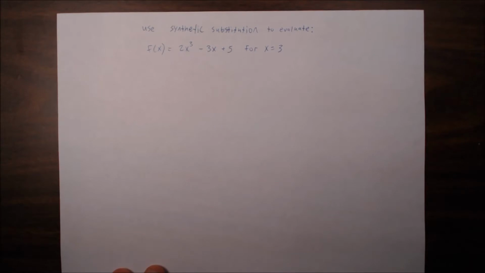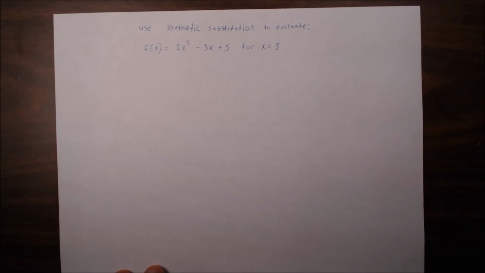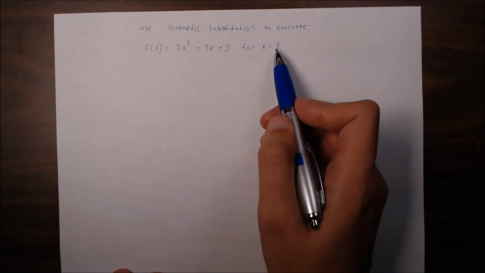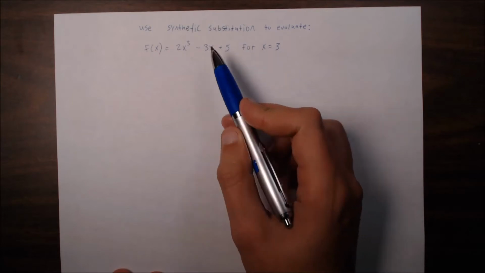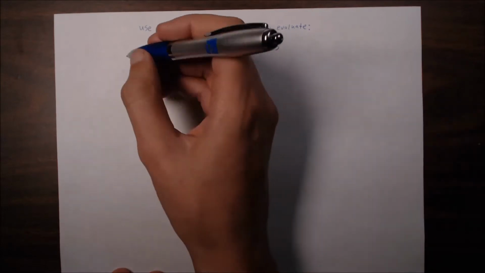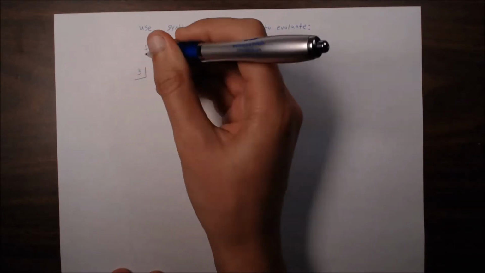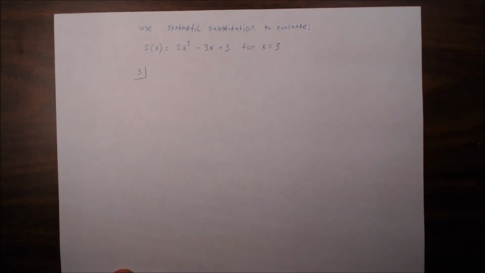It might be a little bit faster. It might be a little easier, especially when you have longer polynomials with higher powers. So let's just see how that works. So we're going to take the 3. We're going to plug the 3 in to the polynomial. So we're going to write that in the box in the top left corner of our synthetic division problem.